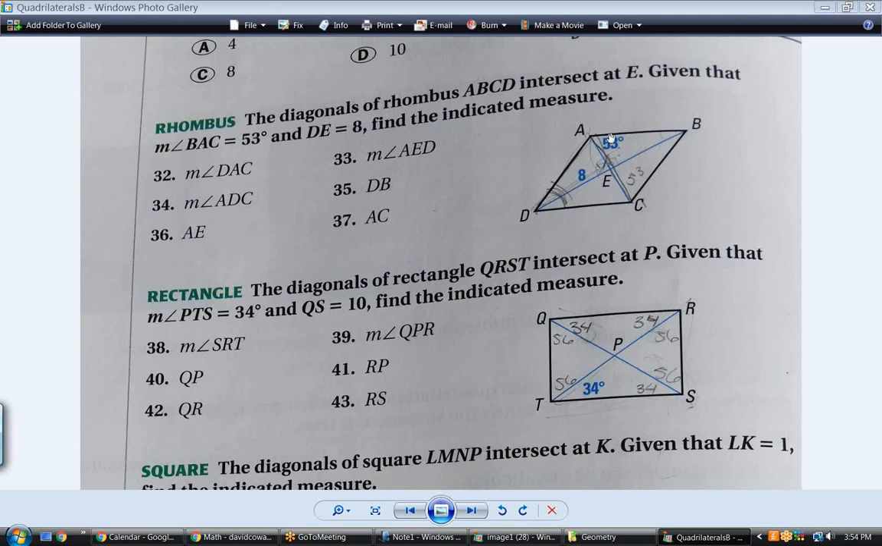Okay, let's see. We have a rhombus with two diagonals. DE, the measurement from there to there, is 8. All this information is in blue. What is DAC? DAC is 50 degrees. What is AED? AED is 90 degrees. What is ADC?